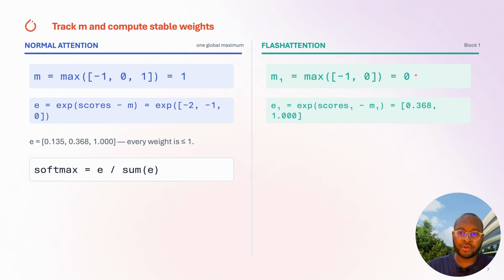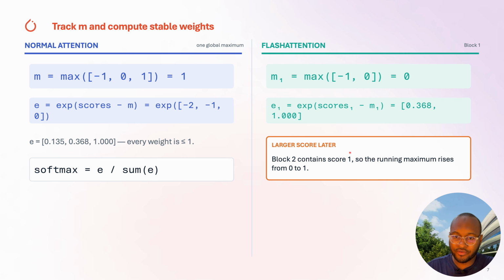But there is a problem. Notice that here we are using a maximum of 0, but it turns out the real maximum is actually 1, which means that any computation that relies on this local maximum, we will have to rescale later on when we figure out that the real maximum isn't actually 0, but 1. So in block 2 we figure out that the real max is 1, and we will have to rescale any computation that relies on this local maximum. Block 2 contains score 1, so the running max will rise from 0 to 1, and we'll have to apply this rescaling. We will see that.